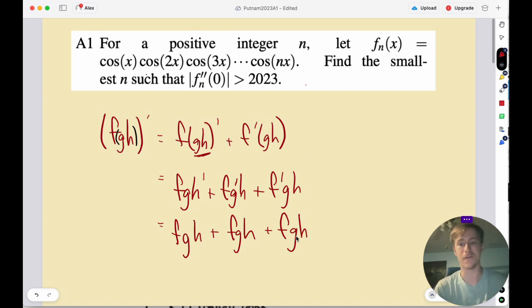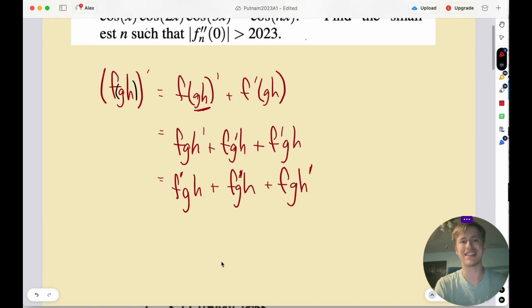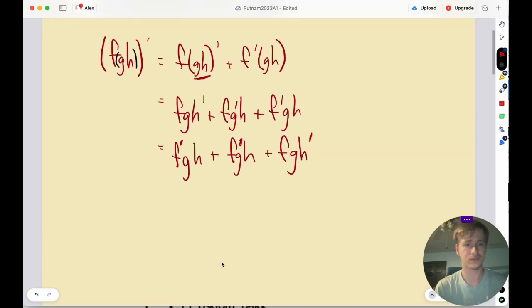Maybe for the first term it doesn't really matter where you put it, but I'll put it on the f for the first term, on the g for the second term, and on the h for the third term. As long as all three of them have one tick mark, then we're golden. Okay, so how do we take the second derivative of this?